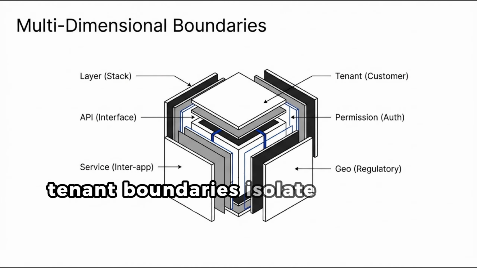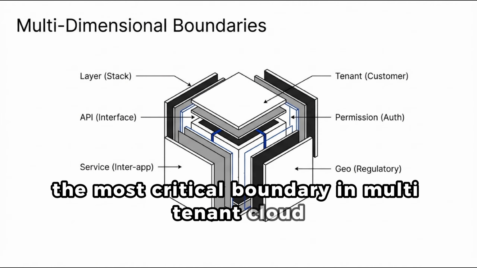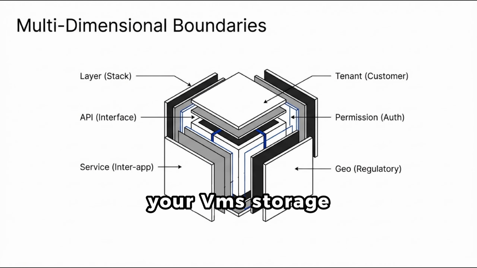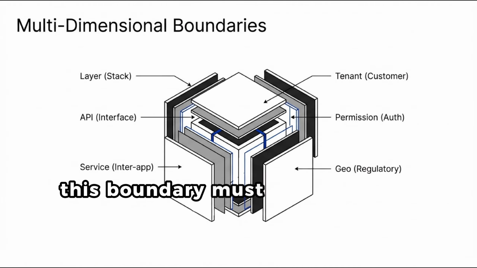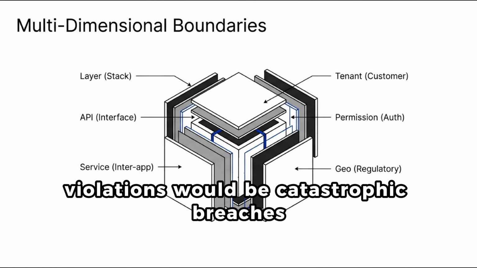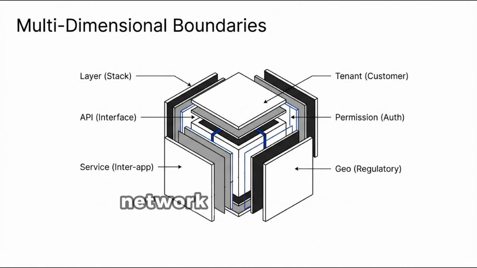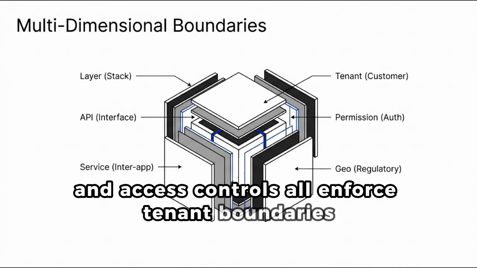Tenant boundaries isolate customers from each other, the most critical boundary in multi-tenant cloud. Your VMs, storage, and data are separated from other customers' resources. This boundary must be absolutely secure. Violations would be catastrophic breaches. Hypervisor isolation, network segmentation, and access controls all enforce tenant boundaries.